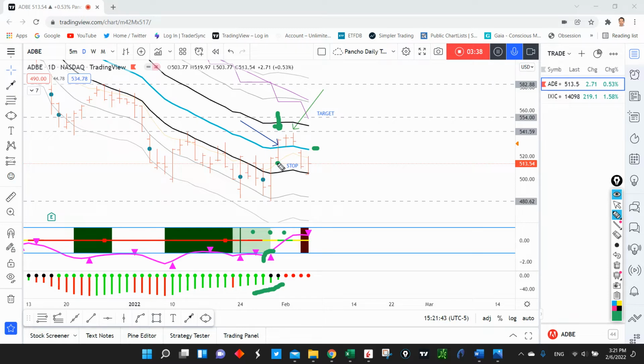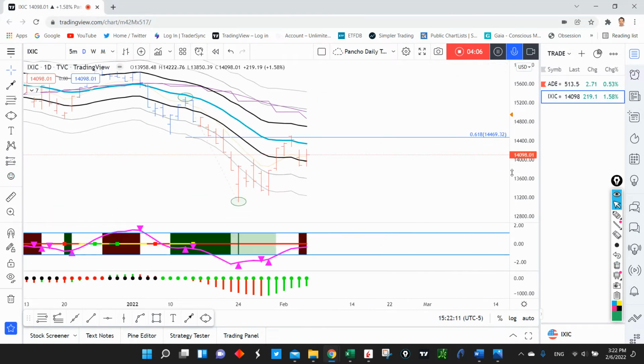I took my entry right here on the 31st of January, on that daily close above the 21 exponential moving average. And my original target for this trade was a move up here to close this gap that we had in price. That was my original target. So now the reason that I took my profits on this day right here was because of what was happening in the overall market. So let's take a look at the ISIC for more information.